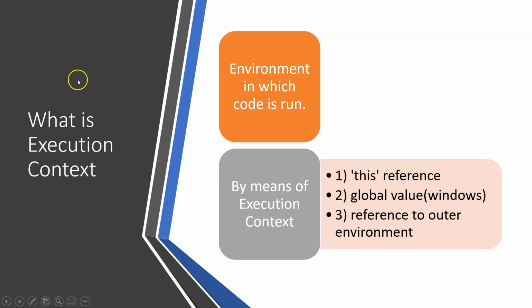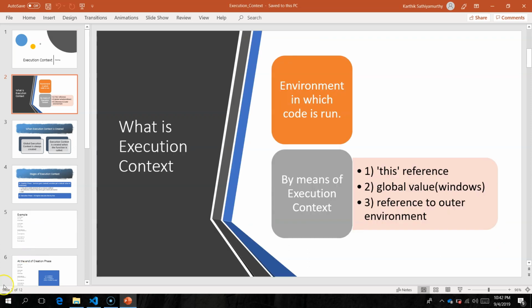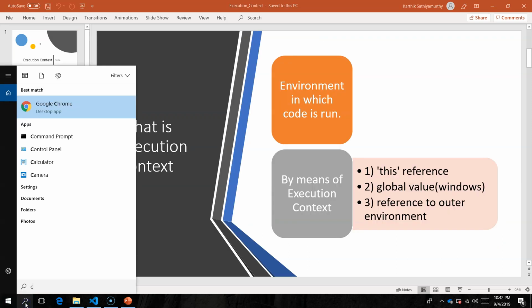Okay, to start with, what is execution context? Execution context is nothing but the environment in which your JavaScript code is run. Only by means of this execution context, you will have the this reference anywhere, in any function. The this reference, the global value, and the reference to the outer environment, all of this you will get just because of execution context. Maybe if you go to a browser, I can show you.